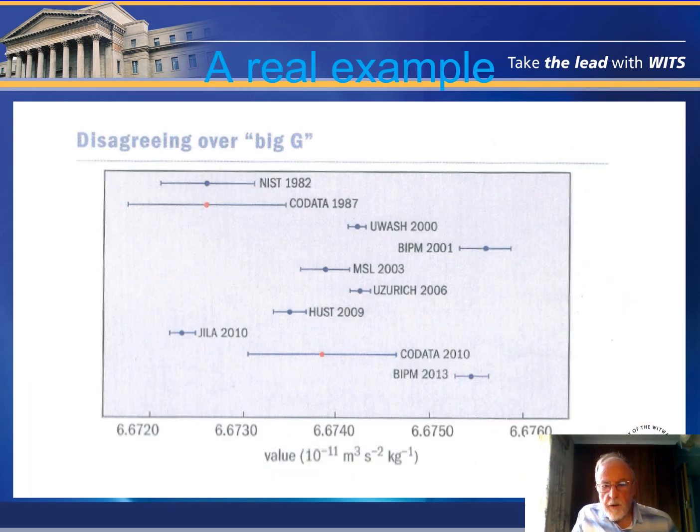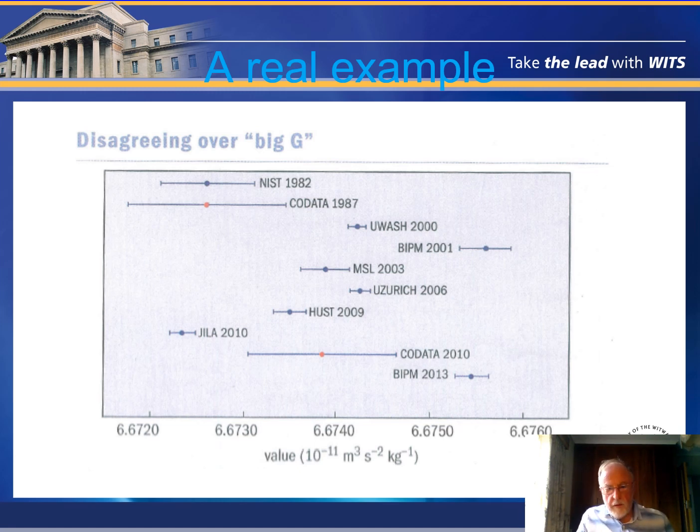Here's a real example of some measurements of the quantity big G. Now, this is not little g, the acceleration due to gravity. This is the constant in Newton's law of gravitation. F is equal to m1 m2 over r squared. And these are some measurements that have been made by various people over the last 40 years. The oldest one's at the top, the most recent is at the bottom.